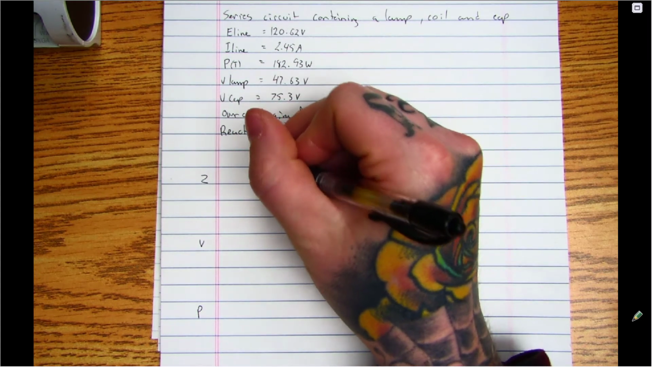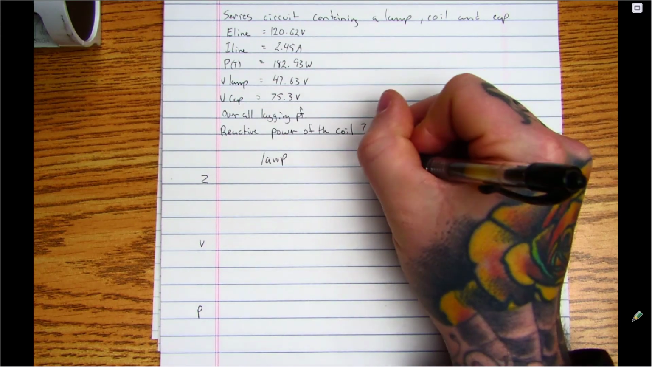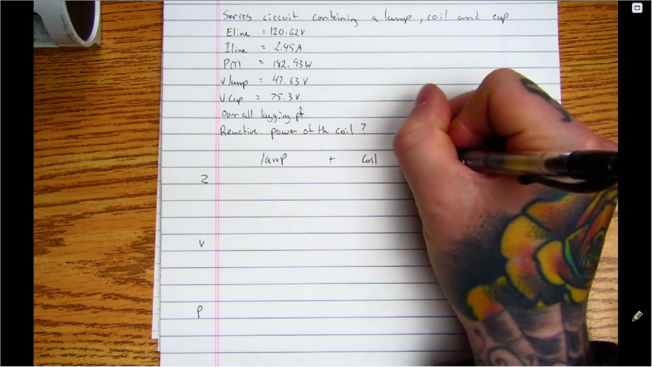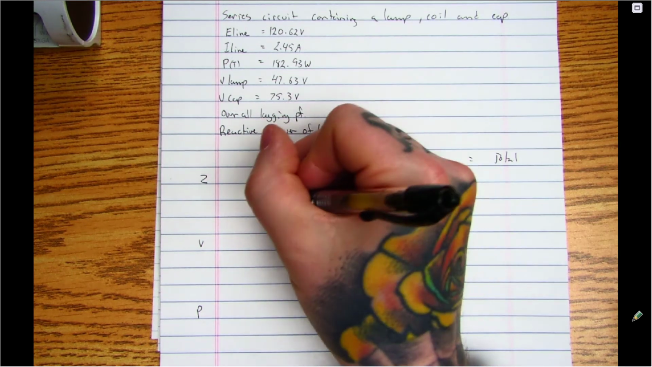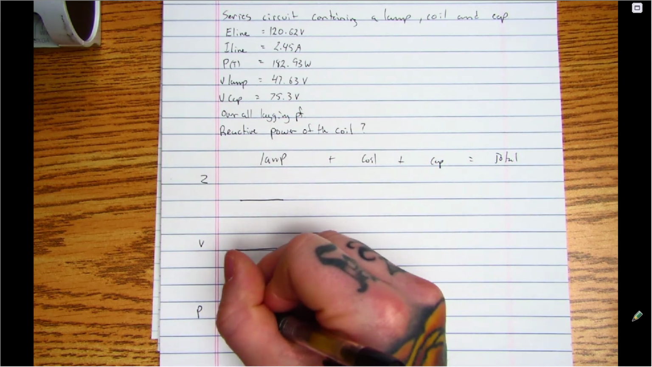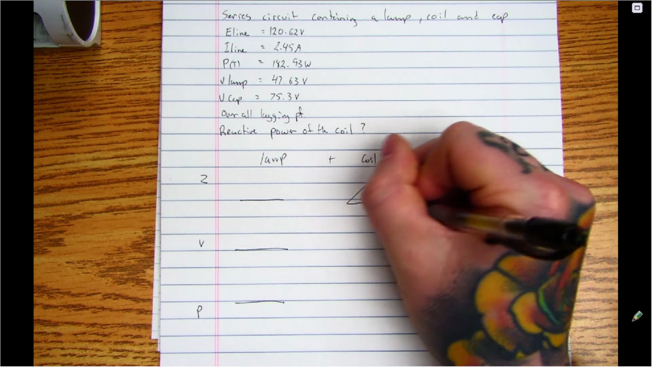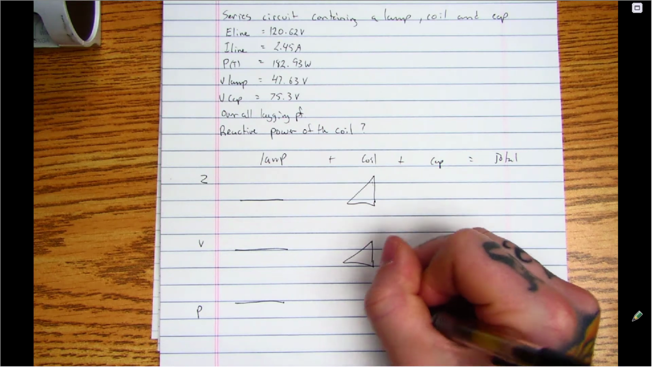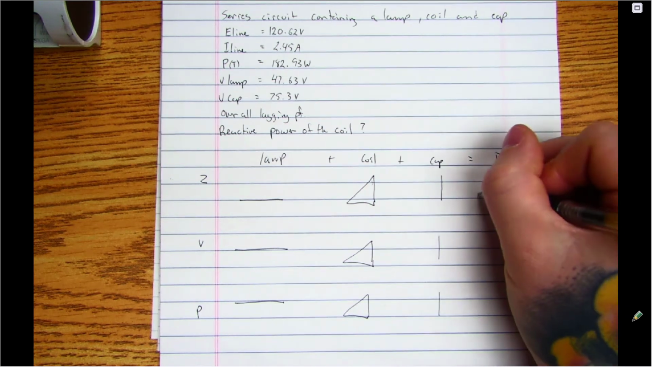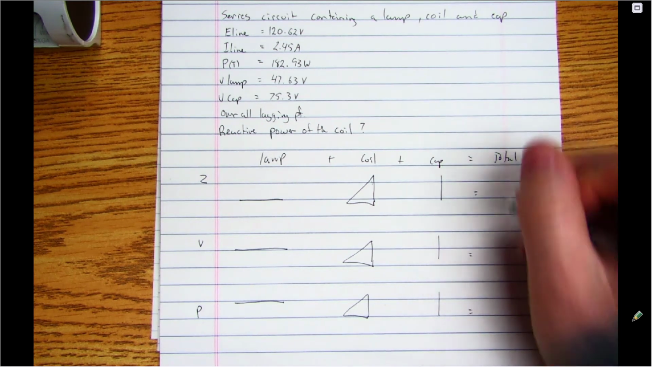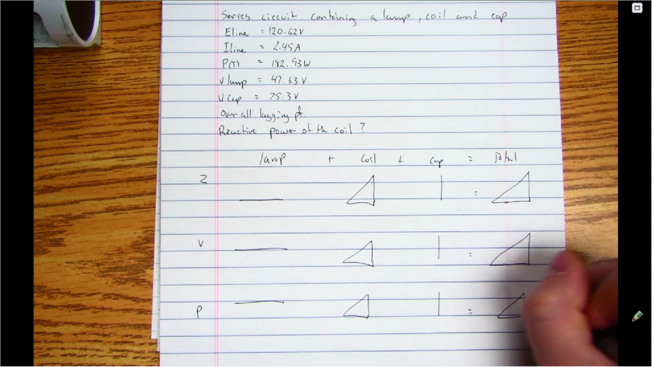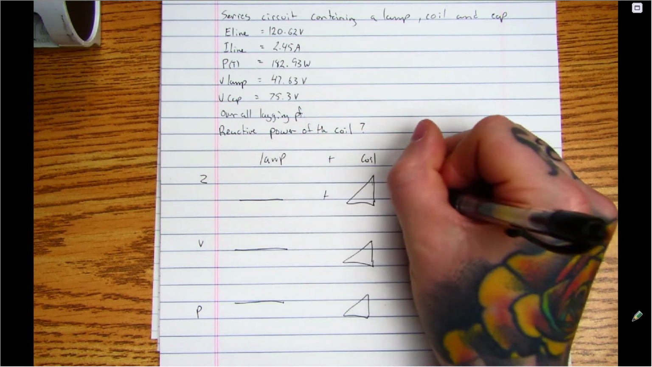Okay, so I would set this up again with our sections. I got my lamp, my coil, my capacitor, and my total. We're going to add all these together and get our total values. So my lamp again is just the in-phase component, so it's just going to be a straight line. Our coil is going to be a triangle because it has an in-phase and 90-degree out-of-phase component. And then my capacitor is just going to be a 90-degree out-of-phase component because it has no resistive portion to it at all. And then we have our total triangle, and we can start filling in some information.